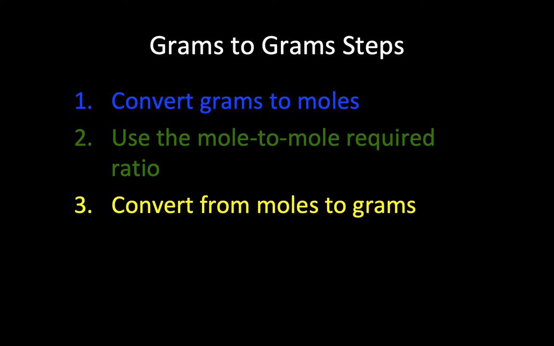Today, here are the steps we're going to follow to convert from grams of one substance to grams of another. First, we're going to convert grams of the given into moles of that same substance. Then we're going to use the mole-to-mole ratio to switch from the given to what we're looking for. And finally, we're going to convert the moles of what we're looking for into grams of that substance.